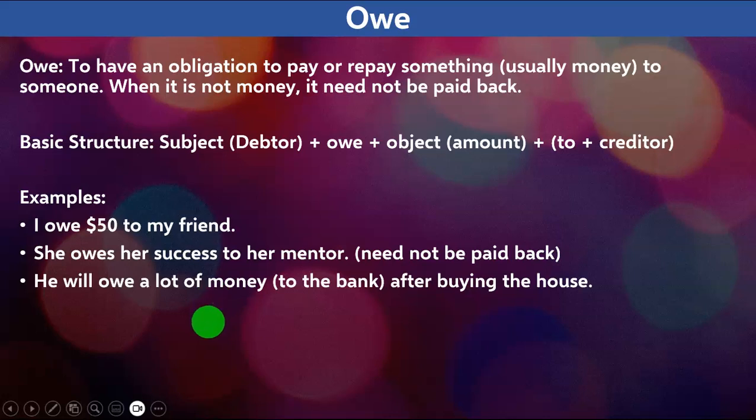He will owe a lot of money to the bank after buying the house. So maybe he's borrowed money from the bank, he's taken a loan, and after buying the house, he will owe a lot of money to the bank, which means that he has to pay it back. He has to repay it in installments along with interest, right? So that is the meaning of the word owe, right? Again, I'll repeat. Owe: to have an obligation to pay or repay something. But you always borrow first and then you owe the money, okay? And in case it is not money, it need not be paid back.